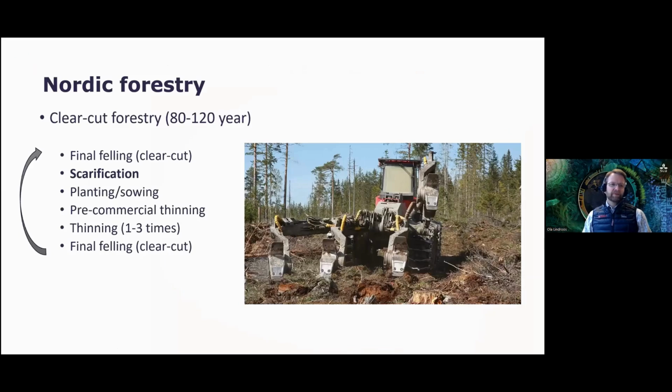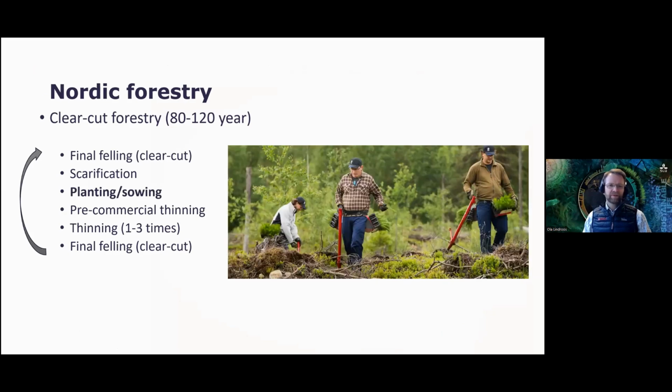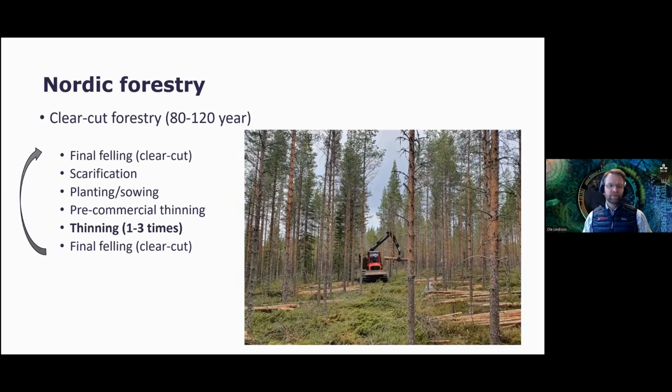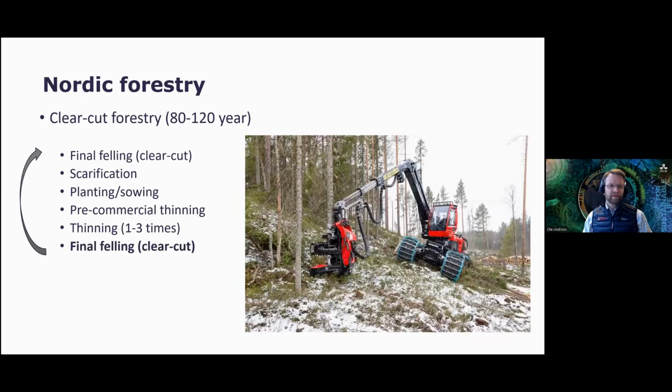The processes we do start with some kind of site preparation and scarification, but Thomas Ersson will tell you more about these things. We do planting and, to some small extent, sowing, but it's normally planting. We also do some pre-commercial thinning to take away some of the smaller trees. We don't use those trees, we just remove them. Later on, we do thinnings in which we also use the logs, and that can be from 1 to 3 times depending on where you are in the country. Then there is a final felling, a clear cut, and then it starts over again. So that's the general process.